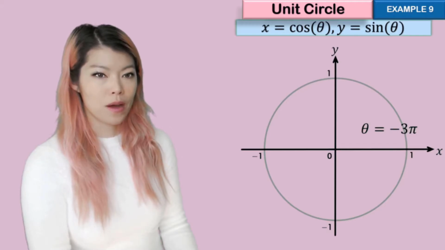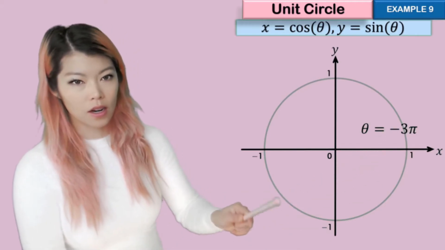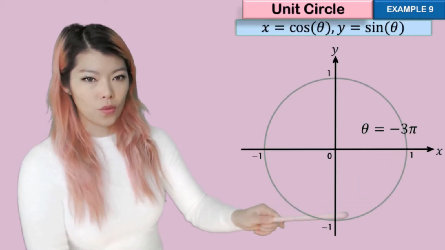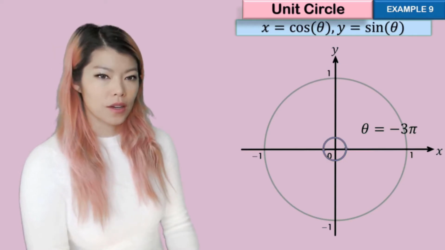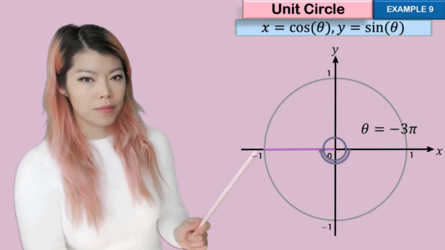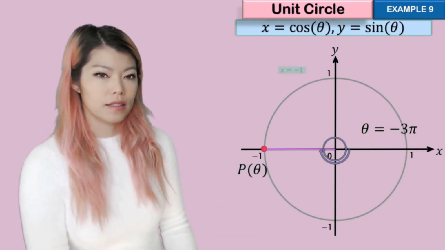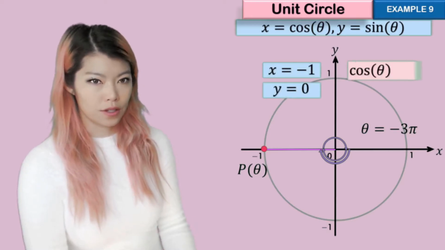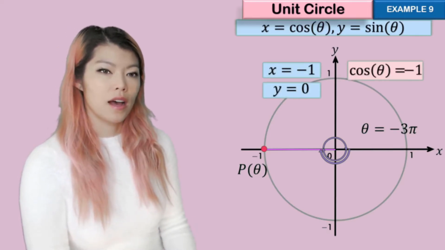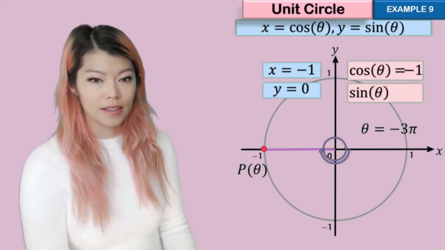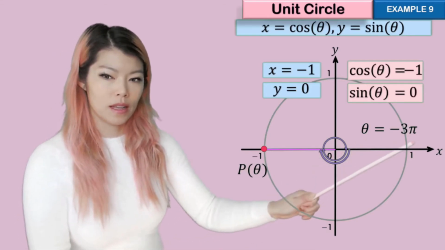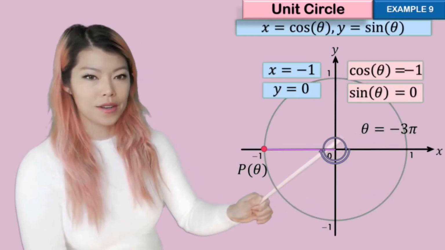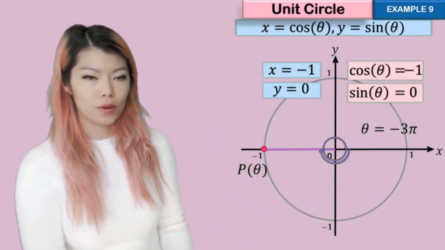So what about when we go minus 3 pi? Minus means we're traveling clockwise from here. So we go 1, 2, 3. If we have negative 3 pi, we end up over here where x is negative 1 and y is 0. So cos is negative 1 and sine is 0. And we notice that even numbers let us end up over there and odd numbers make us end up over here.